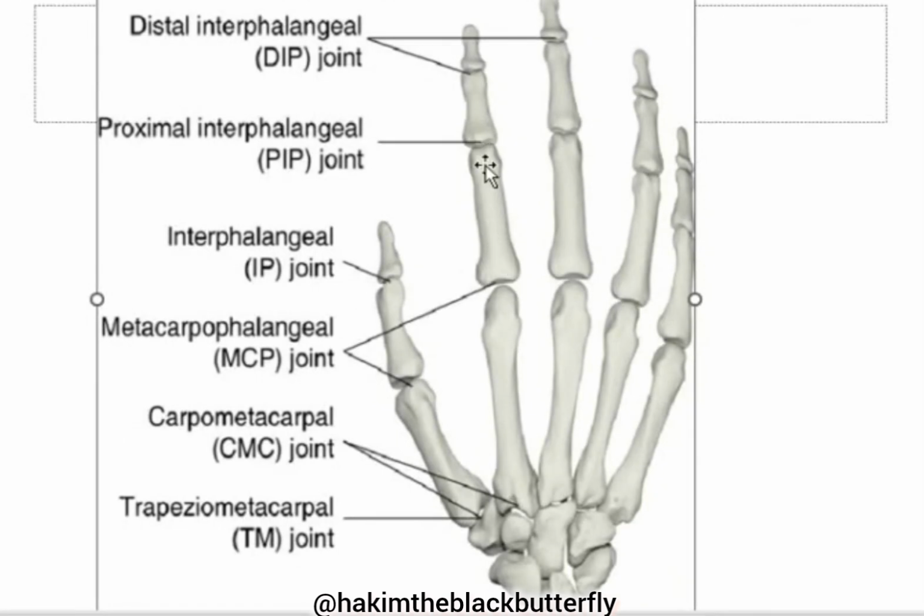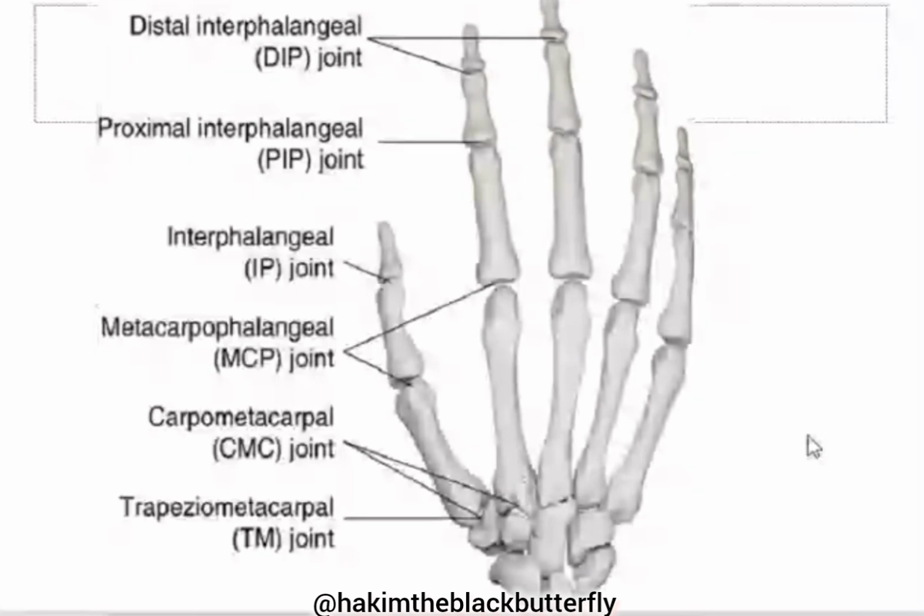The phalanges have a head, the head is distal, and they have a base, which is proximal. So when I talk about the base of a phalanx, I'm talking about this part, and the head, I'm talking about that part. Even the distal phalanx has a head and a base. Even the metacarpals have a head and a base. The bases are always proximal and the heads are distal.